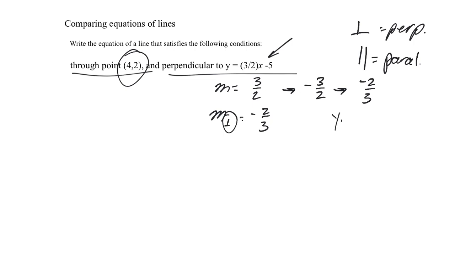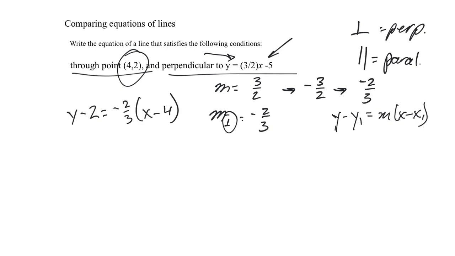We're going to use our friend the point slope formula, and we're going to solve, because we want to write our equation in the slope-intercept form. So I have y minus 2 equals negative 2/3 times x minus 4. First thing I'm going to do is distribute, okay? So I'm going to rewrite y minus 2 equals, and I get negative 2/3 times x plus 8/3, right? Negative 2/3 times negative 4 is positive 8/3.